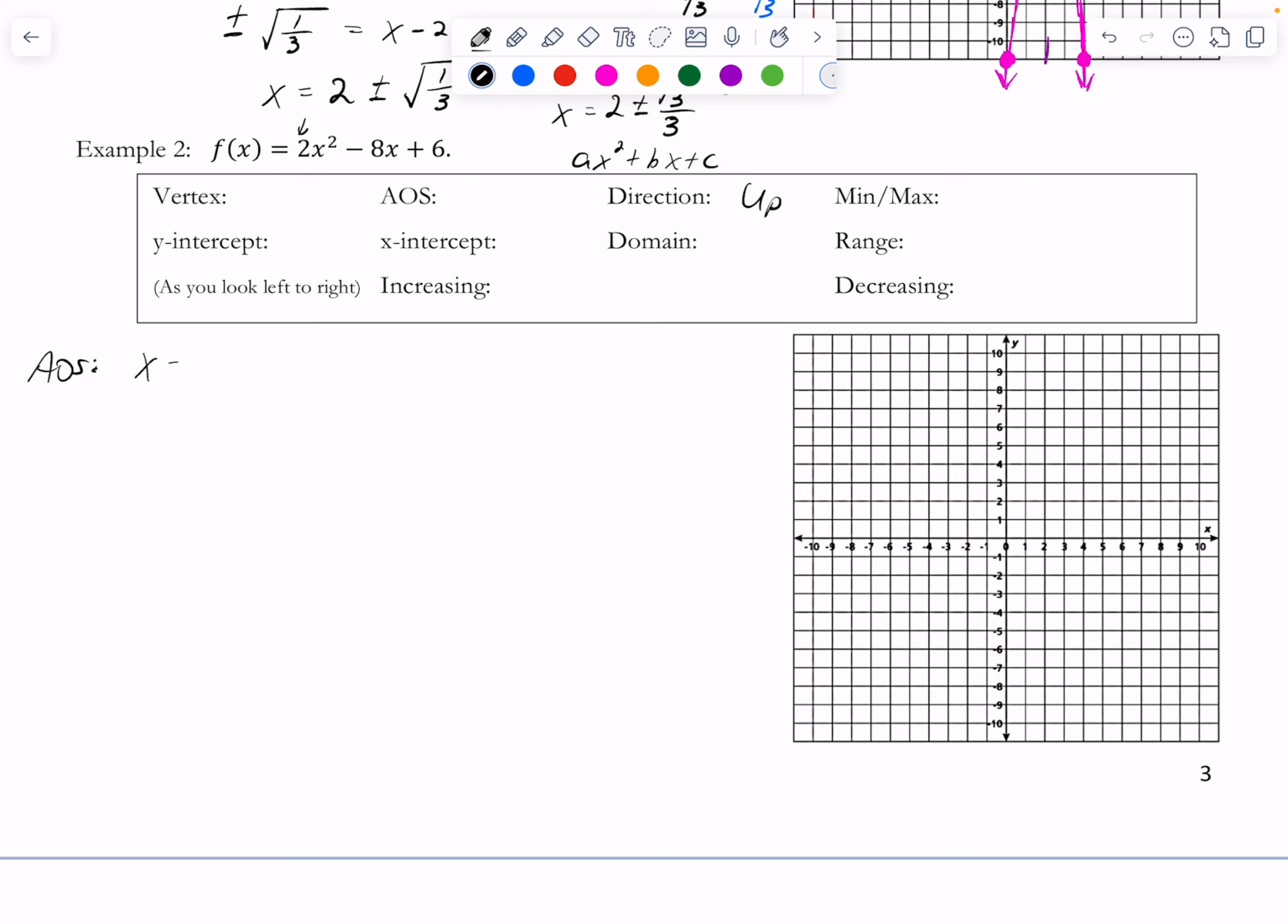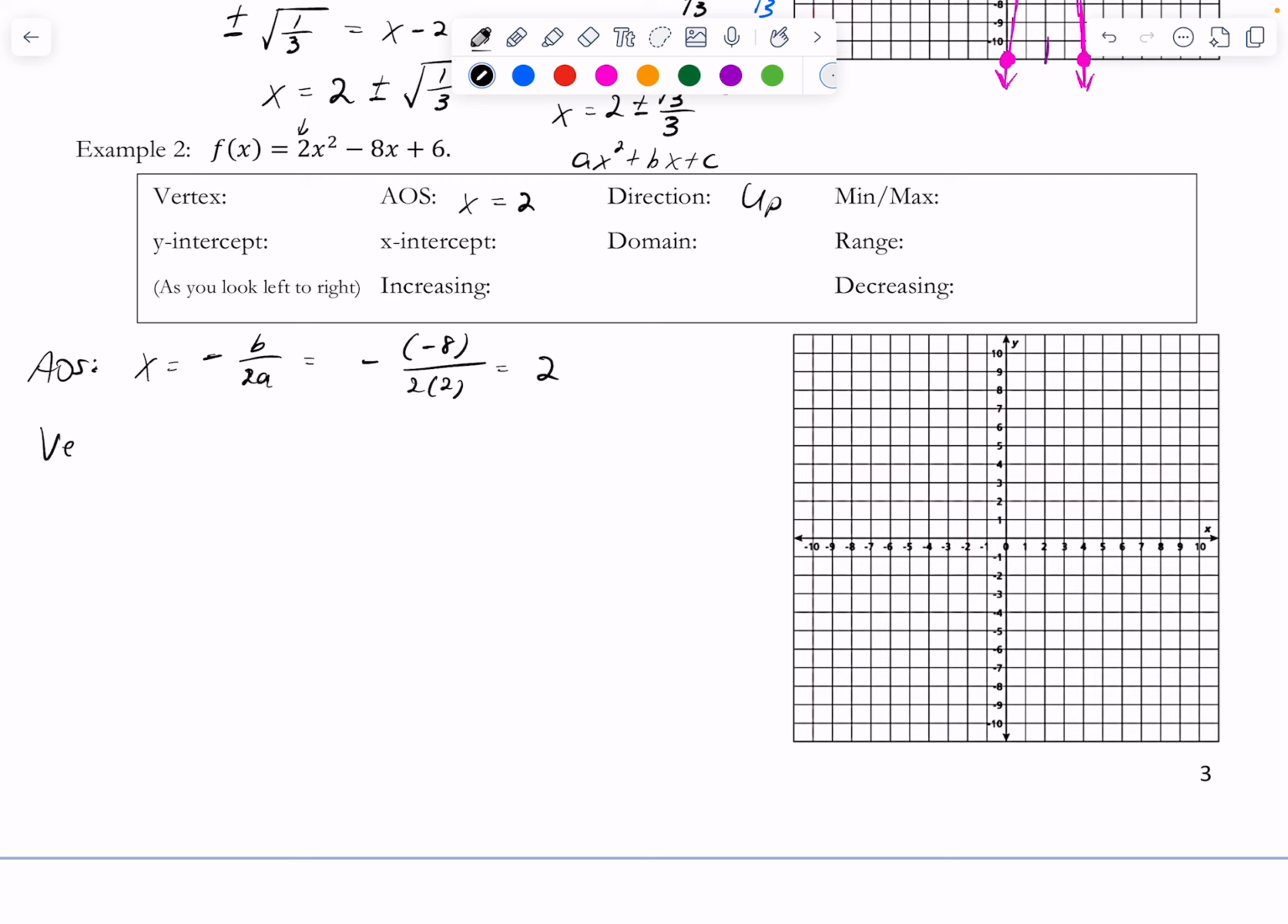To find the axis of symmetry, do x equals the opposite of b over 2a, which is the opposite of negative 8 over 2 times 2. Negative 8 divided by 4 is going to be negative 2. The opposite of that is positive 2. So that's the axis of symmetry.